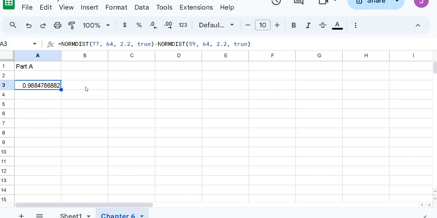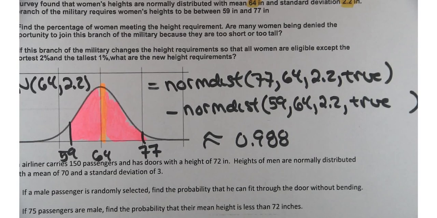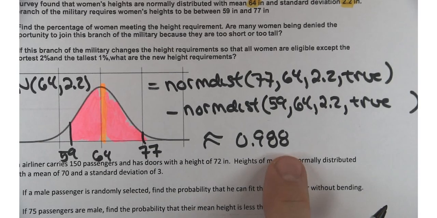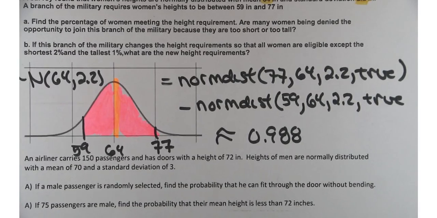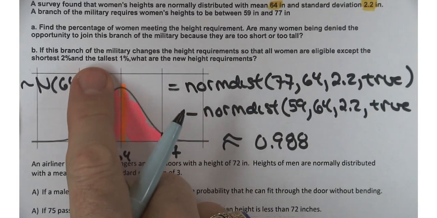So are a lot of women getting excluded with this criteria? These are the ones that are included. So are you excluding a lot? No, no. Less than 1.5%. So nice, nice. Now there's a part B here as well. Are we okay with part A?